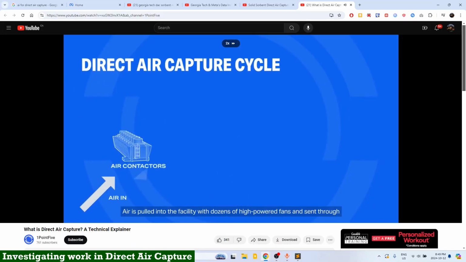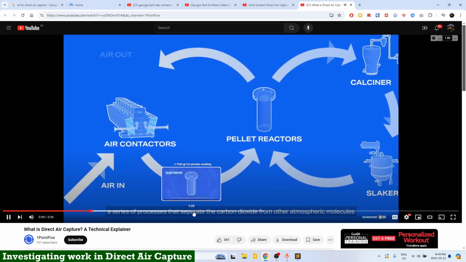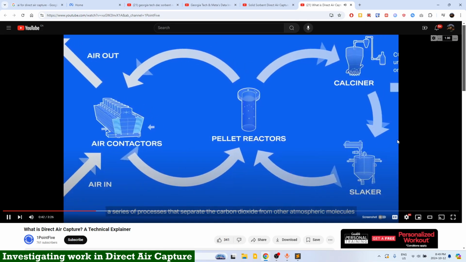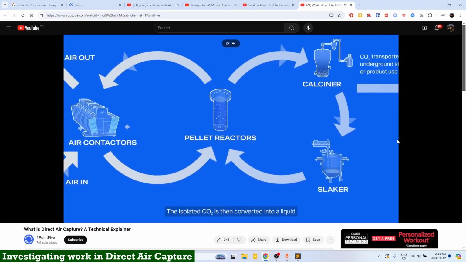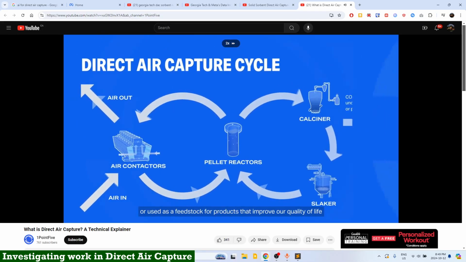The premise behind DAC is simple. Air is pulled into the facility with dozens of high-powered fans and sent through a series of processes that separate the carbon dioxide from other atmospheric molecules. The isolated CO2 is then converted into a liquid, which can be pumped underground to be safely and permanently stored, or used as a feedstock for products that improve our quality of life.